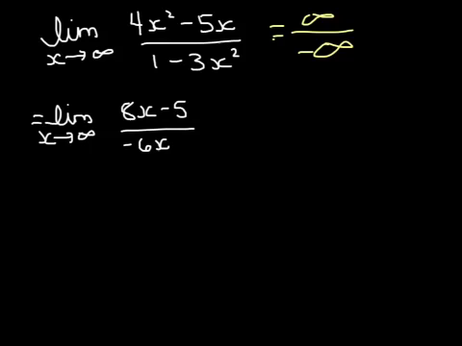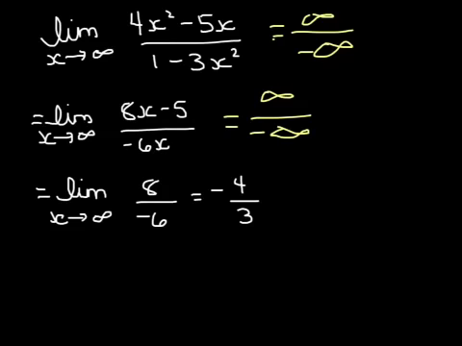Therefore, we have to take the derivative of the top function, so 4x squared is 8x, and negative 5x is a negative 5, and the derivative of the bottom function, 1 minus 3x squared, is a negative 6x. If we try to sub in the value of x being infinity, we see again that it equals positive infinity over negative infinity. So we have to take the derivative one more time using L'Hopital's rule. When taking the derivative one more time, we can see that 8x minus 5 is 8, and the derivative of negative 6x is negative 6. Therefore, the limit is negative 4 over 3.